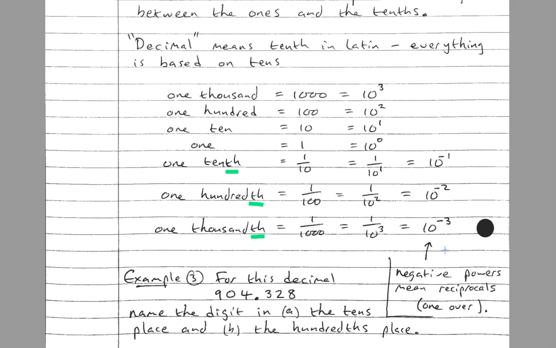Okay, yeah, so we're not using negative powers much, but just remember, it doesn't mean the whole thing is negative. It really means a reciprocal. So 10 to the power -7 means 1/10 to the power 7.